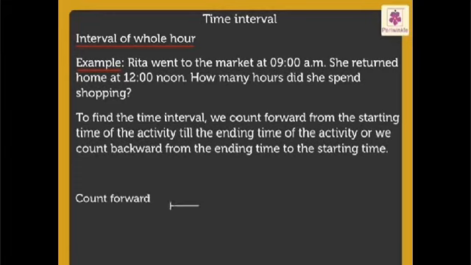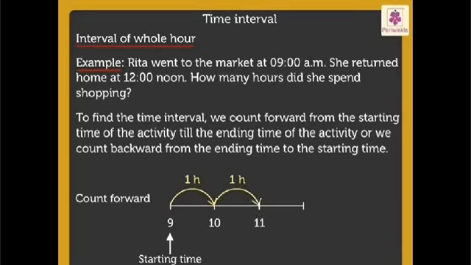So here let us count forward at an interval of 1 hour from the starting time 9 a.m. So on counting 1 hour from 9 a.m., we reach 10 a.m. Then 10 a.m. to 11 a.m. is the next hour, and 1 hour from 11 a.m. to 12 noon, which is the ending time. So here we skip counted thrice at an interval of 1 and got the answer as 1 times 3 equals 3 hours.